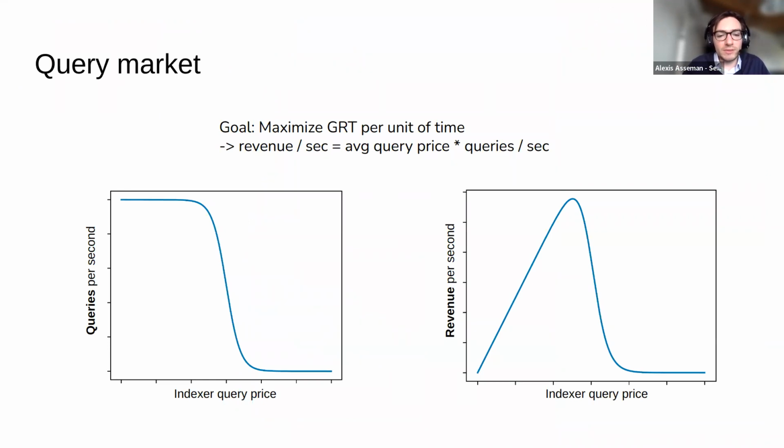So here's a rough visualization of how, at least from the indexer's perspective, the query market looks. As you increase your query price, you will see the query rate that you receive for that subgraph go down. It will plateau at some level, and it will go down all the way to 0 if your prices are too expensive compared to the current market conditions.